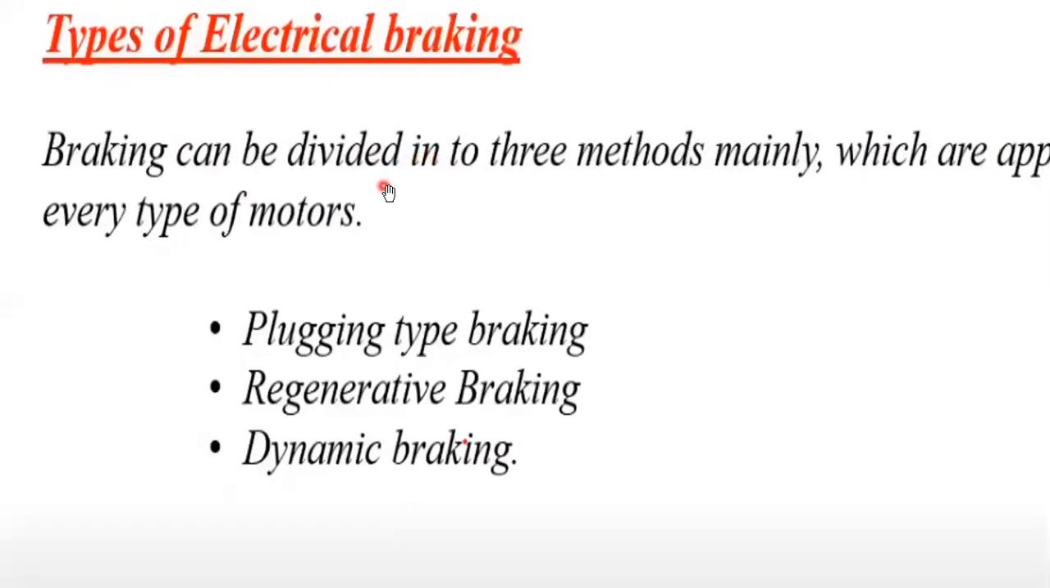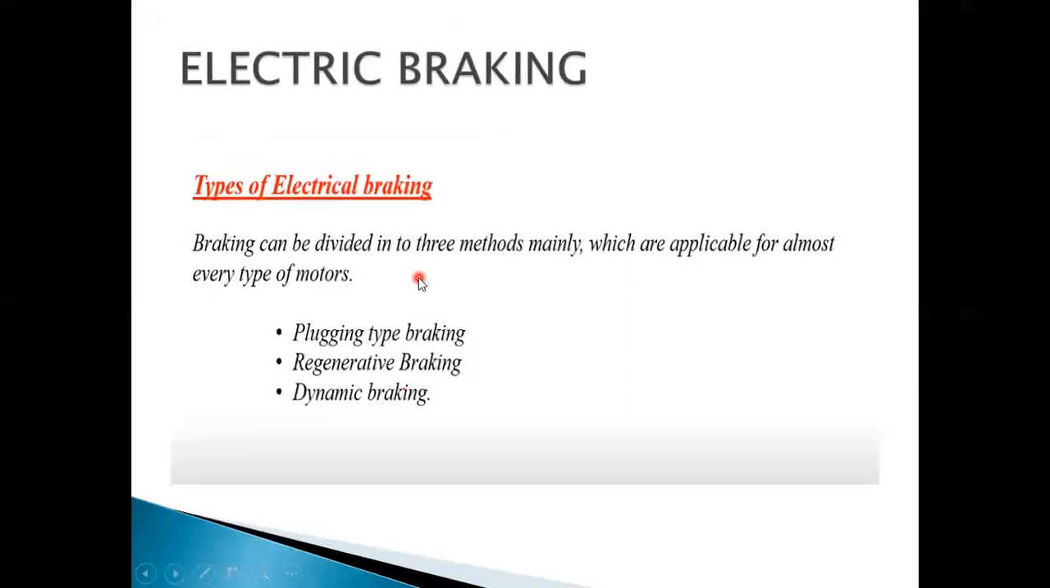You know well what the different types of motors are. DC motors, for example, DC series motor, separately excited DC motor, shunt motor, compound motor. Any type of motor, this type of braking can be applied. So plugging type braking, regenerative braking and dynamic braking, these are the three electrical braking systems.